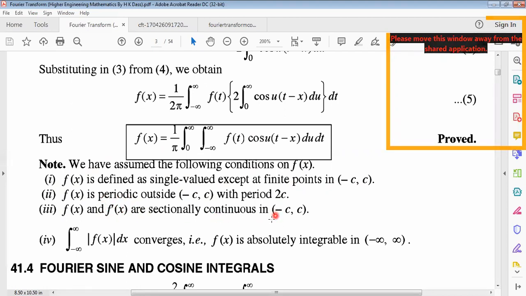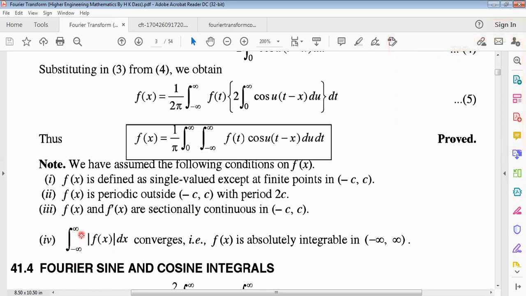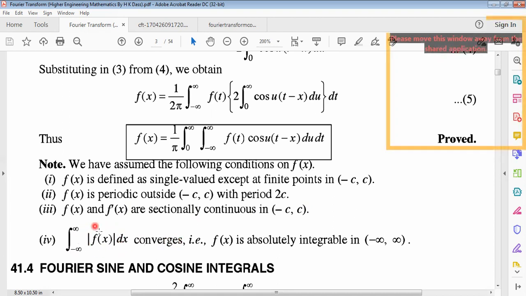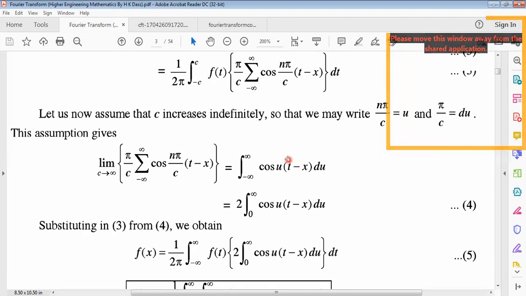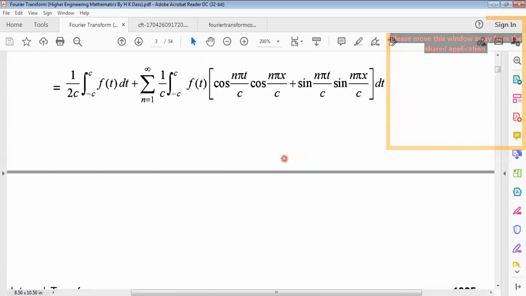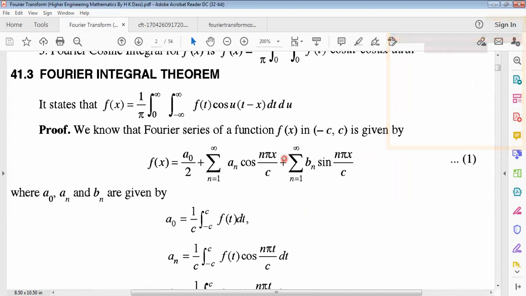So number 3 condition, f of x and f dash x, that means the first derivative of f of x, are sectionally continuous in minus c to plus c, because it is not continuous everywhere, it is sectionally continuous. And from minus infinity to plus infinity, the absolute value of f of x converges, that means we have to find a limit for this integral, and f of x is absolutely integrable in minus infinity to plus infinity. These 4 conditions are satisfied by this statement of Fourier integral theorem. Remember it. So the statement of Fourier integral theorem and the proof of this theorem are very important for you.